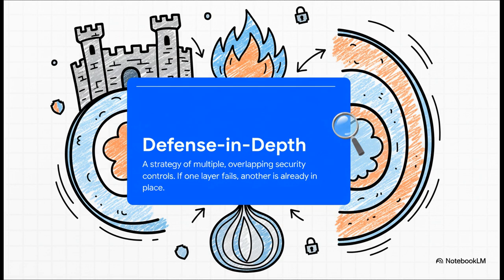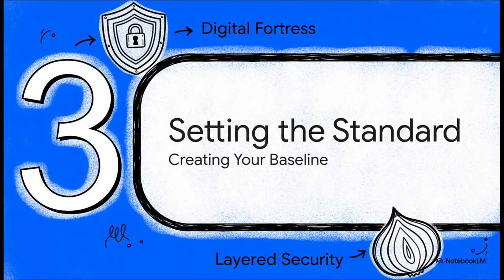The philosophy is simple, but it's so important. You have to assume that any one of your controls might fail, so you always have another one right behind it, ready to pick up the slack. So this whole layered defense in depth thing sounds great, right? But how in the world do you actually apply it consistently across a huge organization that has hundreds or even thousands of computers? You can't just wing it. You need a standard. And that's where something called a security baseline comes in.